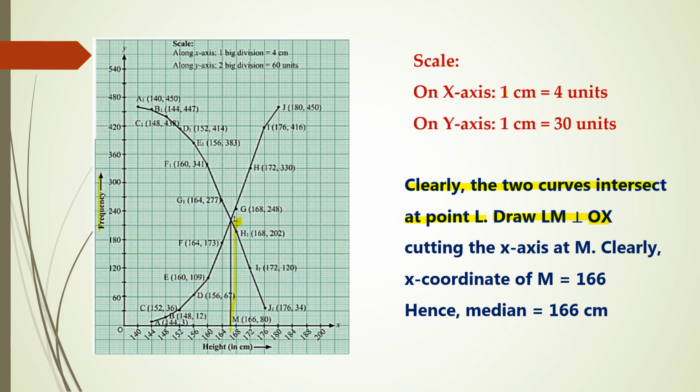Clearly, the x coordinate of M is 166 from the data. This is exactly the middle of 164 and 168. That's why you can consider it as 166. Hence, the median will be 166 centimeters. Therefore, in this way, we can find the median of the given data by using both the ogives.